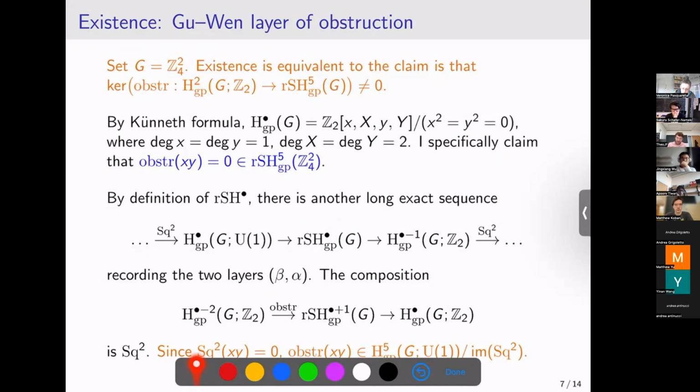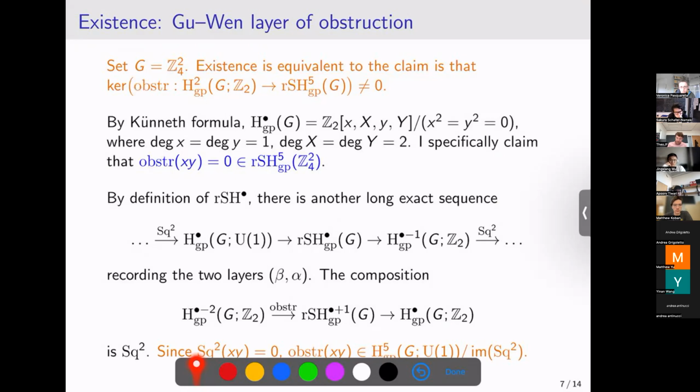Okay, let me remind you that for this group Z4 squared, I know its cohomology very well. It's some polynomial ring in a couple generators with some relations. The capital letters are in degree 2, the lowercase letters are in degree 1, and x squared and y squared are both 0. And there's an interesting degree 2 class, which is the product of the 2 degree 1 generators. This is the unique essential class in this cohomology theory, or for this group. And I'm going to claim that this class has 0 image under my obstruction. So now let me try to measure that.